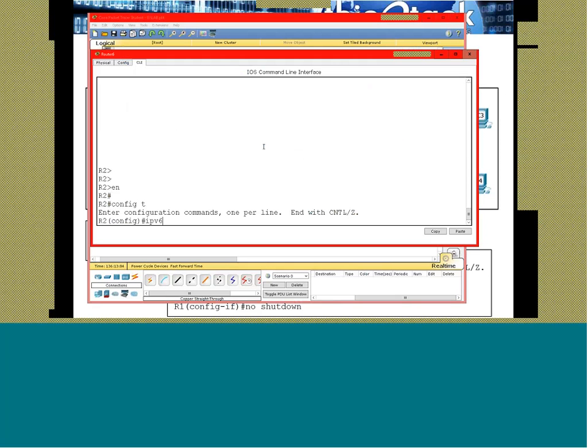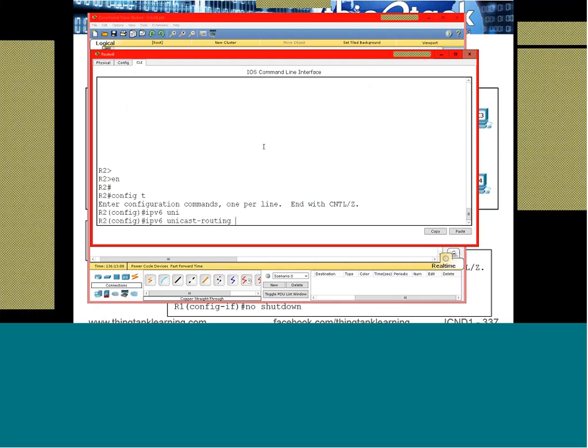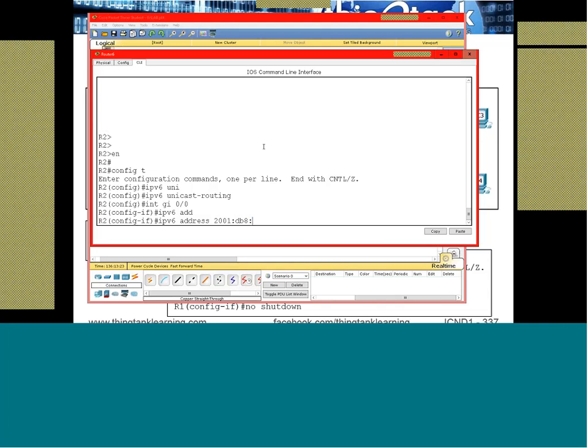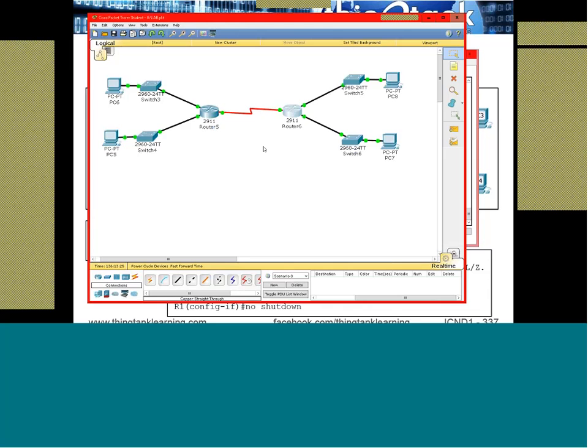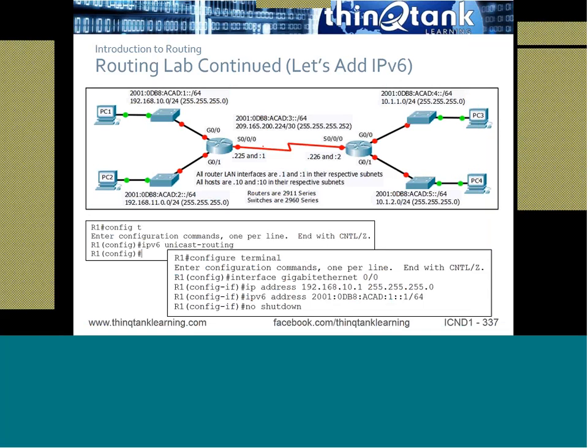Config t, IPv6 unicast-routing, interface Gi0/0. Gi is Gigabit Ethernet. IPv6 address 2001:DB8:ACAD:, and for this router on the right, we're going to be using subnetwork 4 and subnetwork 5, and for the serial link it's going to be 2. When I say subnetwork, I'm talking about these here.